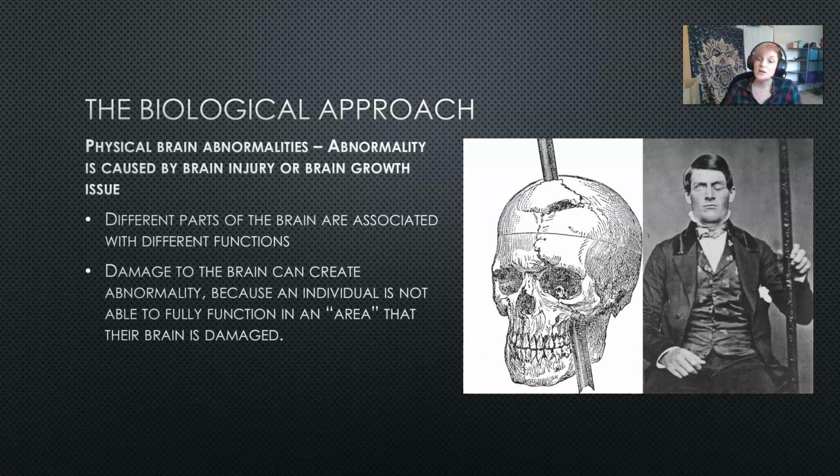abnormalities causing psychopathology. Phineas Gage was a railway worker who was building railway tracks, and he attempted to push gunpowder into a rock in order to explode it with a metal rod. Now, as he was doing that, the metal rod must have sparked against the stone, causing the gunpowder to explode. And the metal rod, as you can see in the image here, fired straight through his skull.